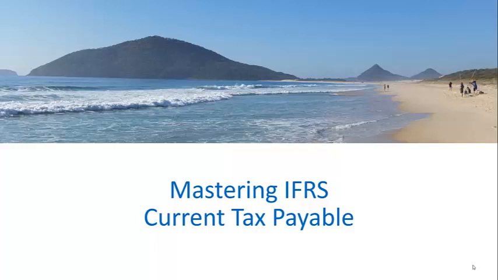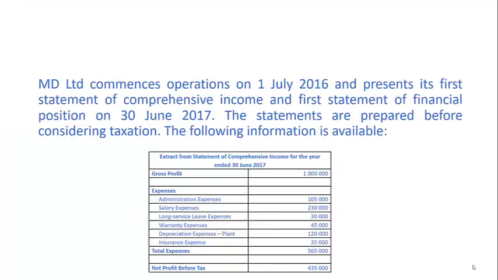What I want to do now is to demonstrate the application of IAS 12 to AASB 112, and I'm going to focus in the first instance on the determination of the current tax payable and how this works. The situation I'm going to deal with here is we have a company which commences operations on the 1st of July 2016 and presents its statement of profit or loss and other comprehensive income for the period ending 30th of June 2017. This is below.